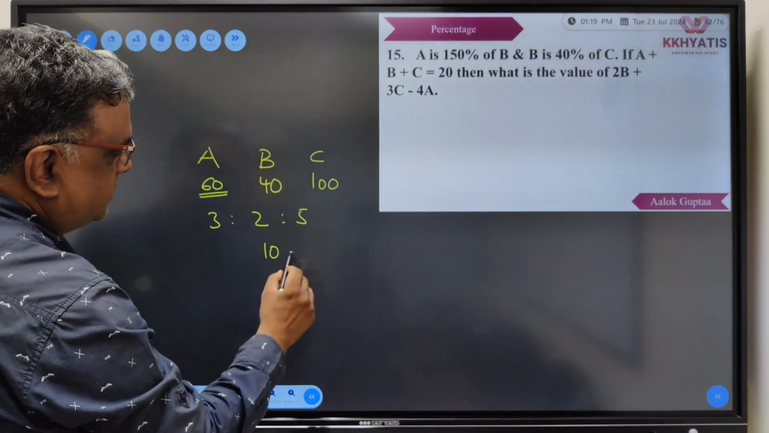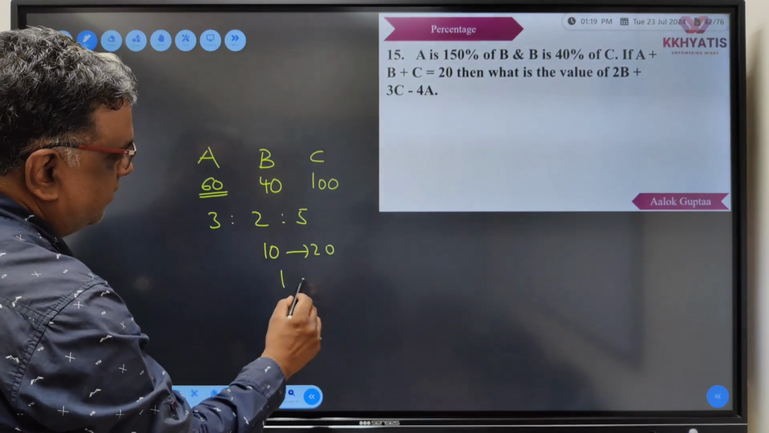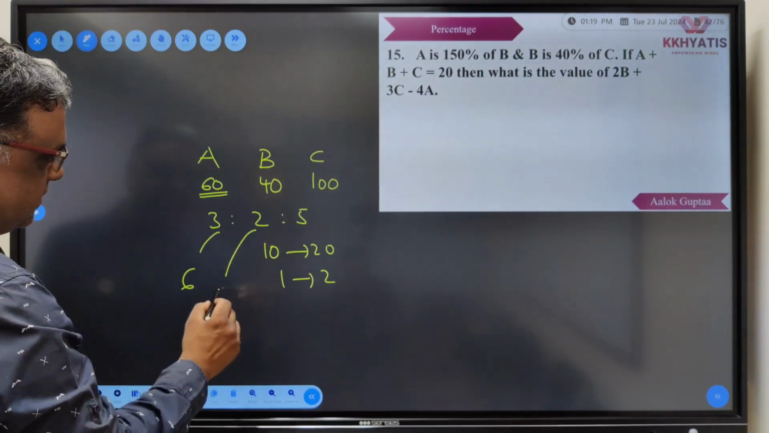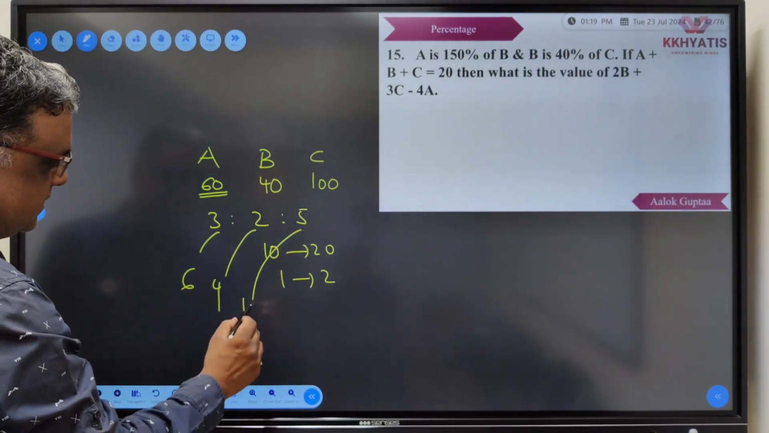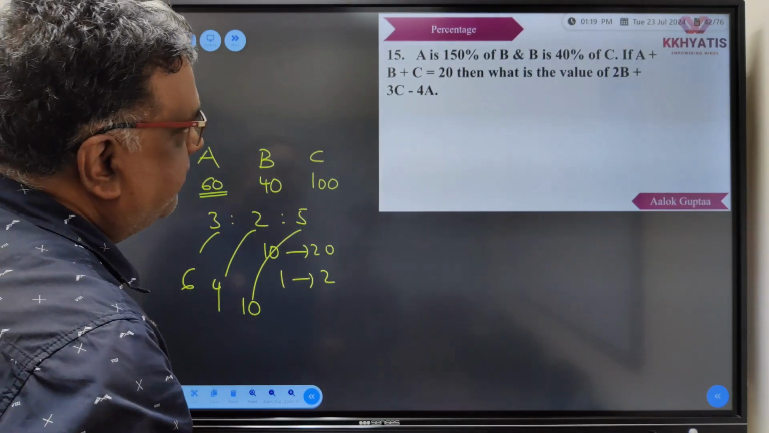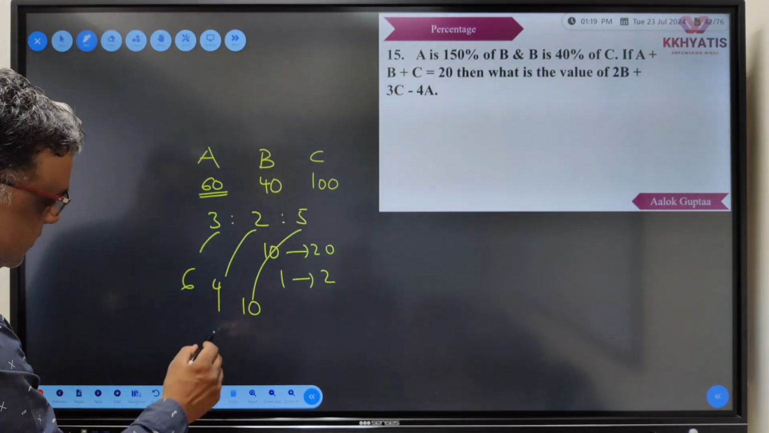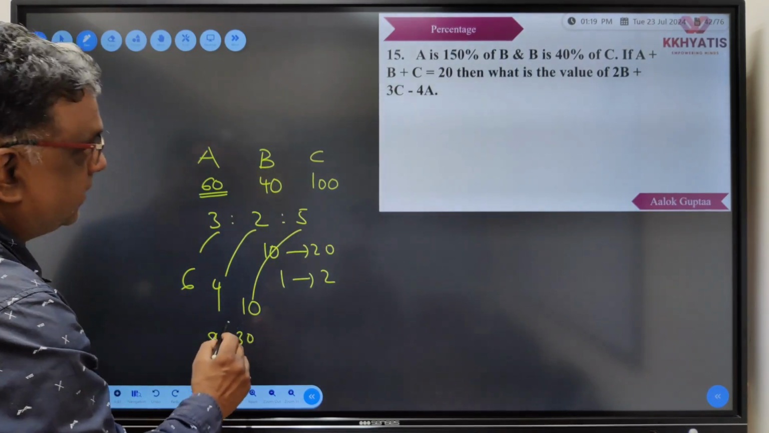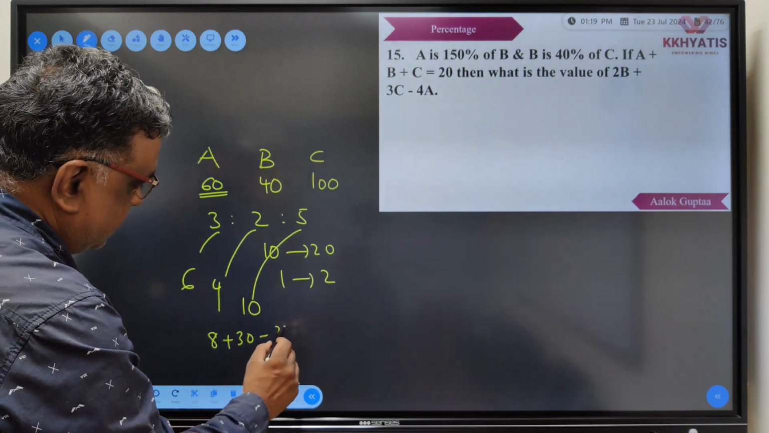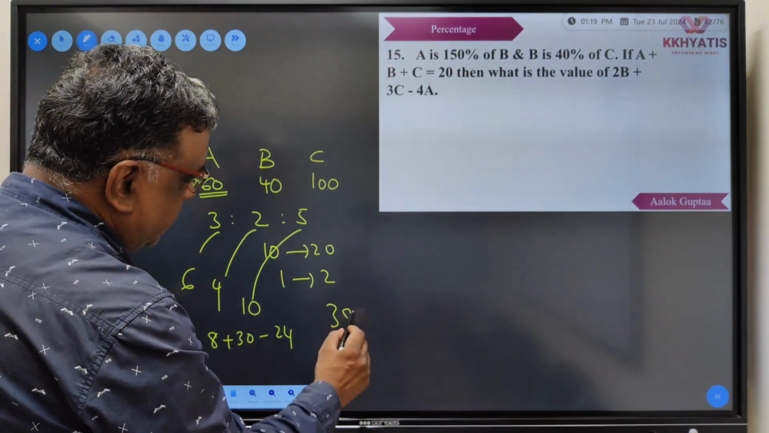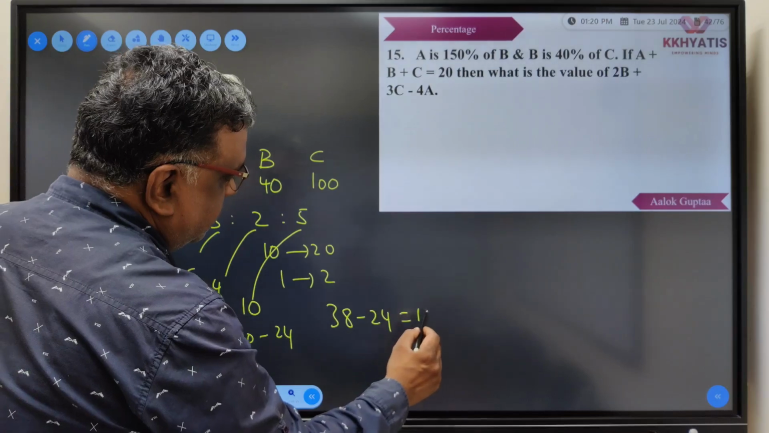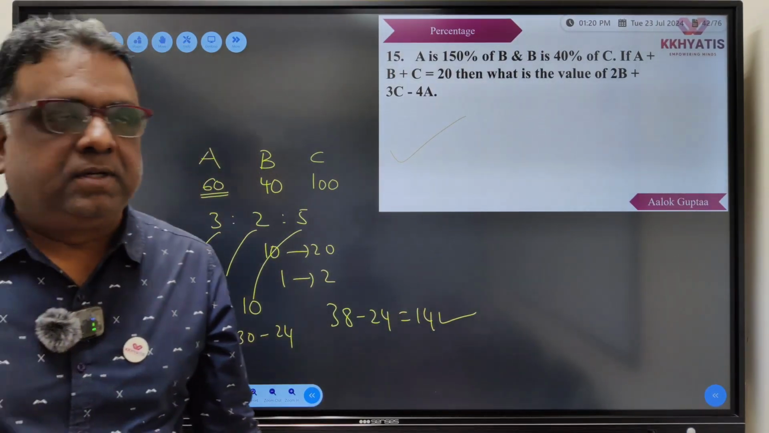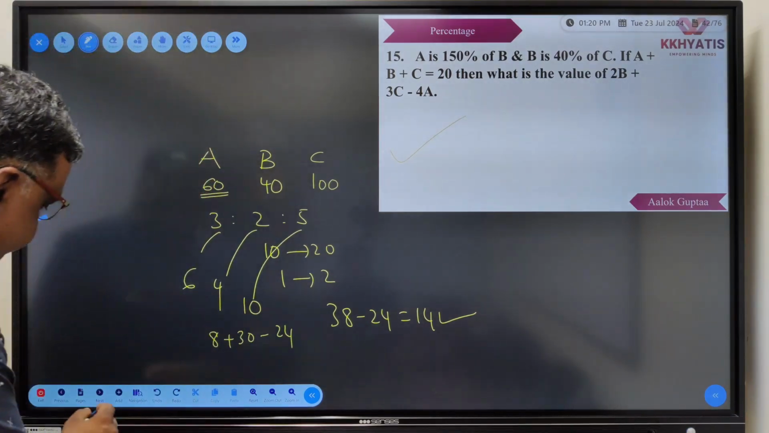Actual quantity sum is given as 20. The value of 1 is 2, which means A is 6, B is 4 and C is 10. I have to find the value of 2B, that is 2B is 8 plus 3C, that is plus 30 minus 4A, that is 24. So 38 minus 24, 14 is the answer for this sum. Understood? Absolutely clear.